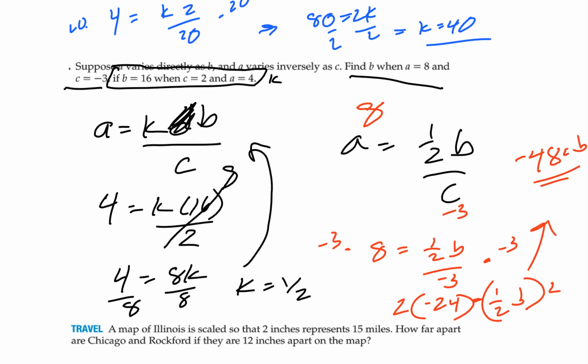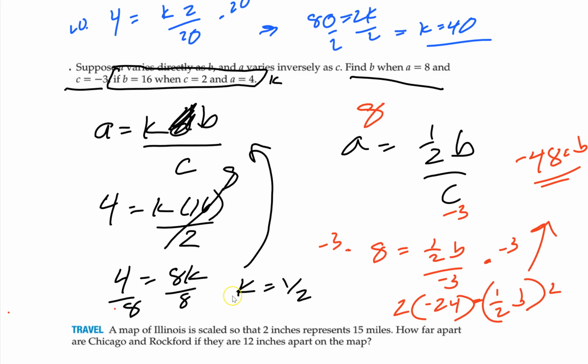Right? Again, it's the same thing over and over again. Set up your equation. Once you set up your equation, find your constant of variation, find your K. Once you have that, you can set up your actual equation. And once you have that, you can solve anything you need. A few more and we're done.